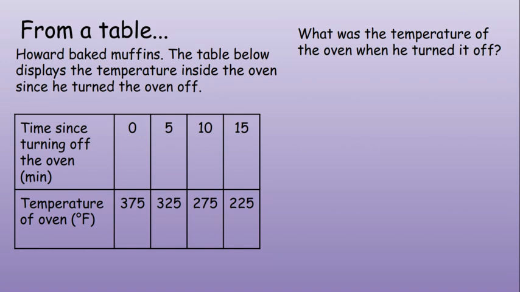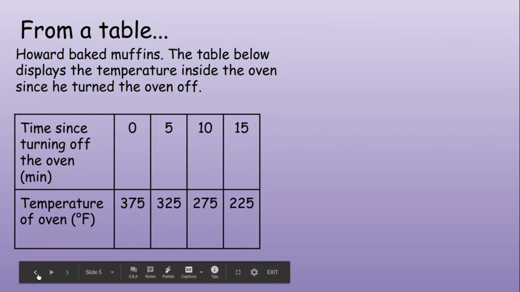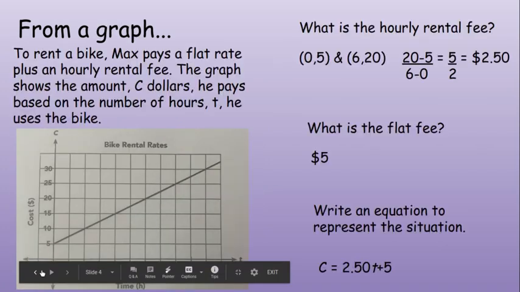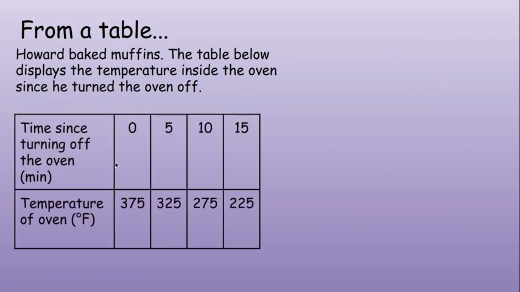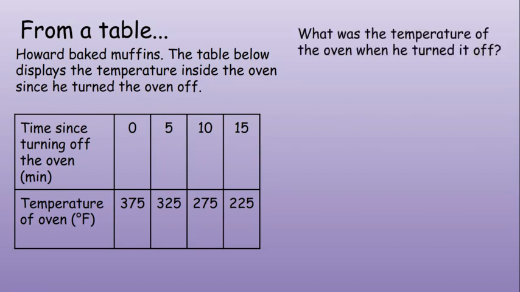Just like a graph. We just used this question. Got to go all the way back. We know that my x value is 0. My y value is 5. That would be the ordered pair, 0, 5. That's the same information in a table. It's just not shown to you on a graph. Here's my x value. When my x value is 0, the corresponding y value is my y-intercept. So what was the temperature of the oven when he turned it off? It was 375 degrees Fahrenheit.